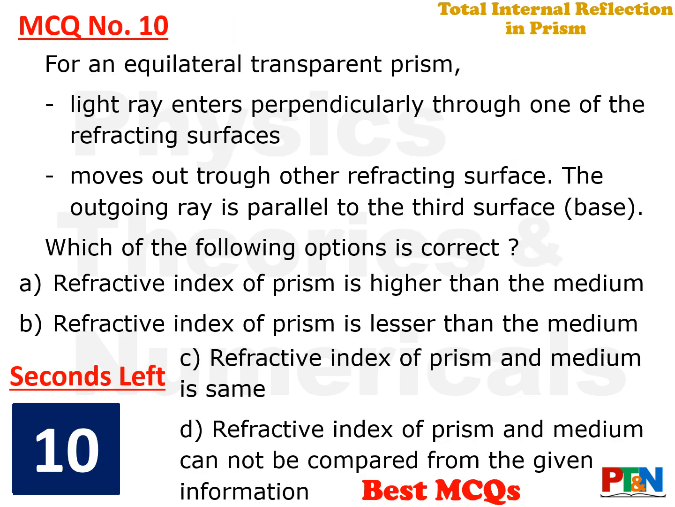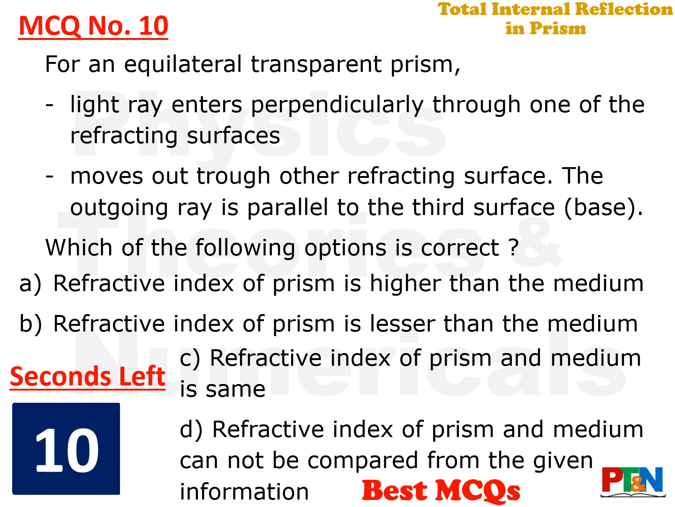Next MCQ. For an equilateral transparent prism, a light ray enters perpendicularly through one of the refracting surfaces. It moves out through the other refracting surface. The outgoing ray is parallel to the third surface, that is the base. Now which of the following options is correct?